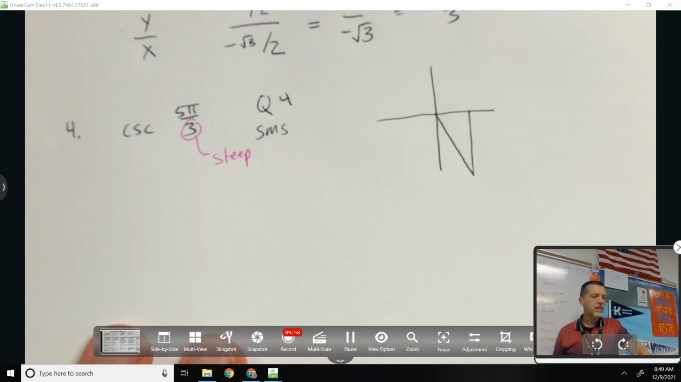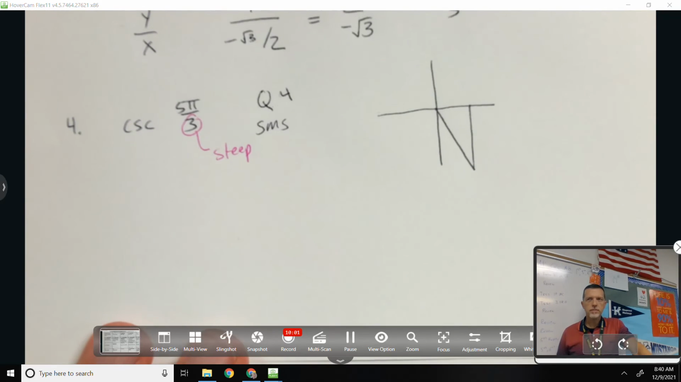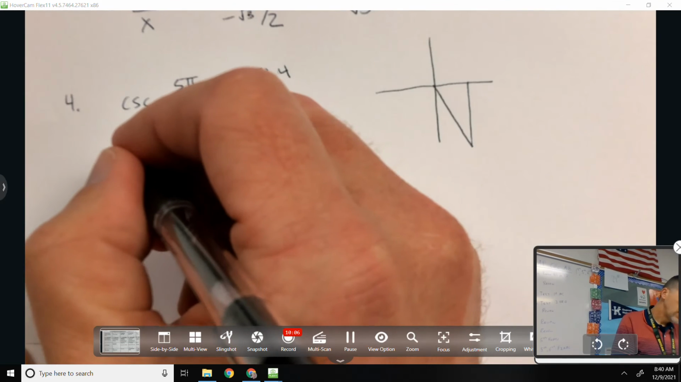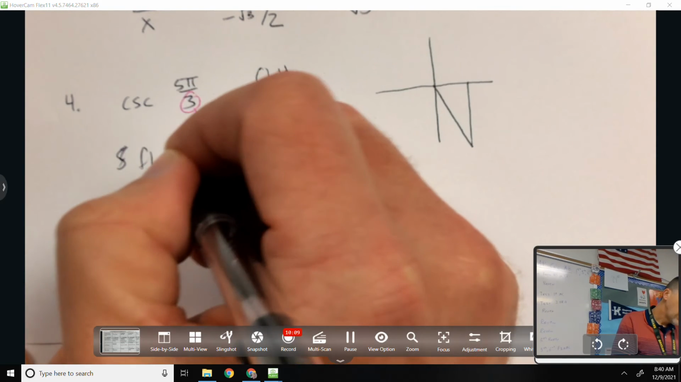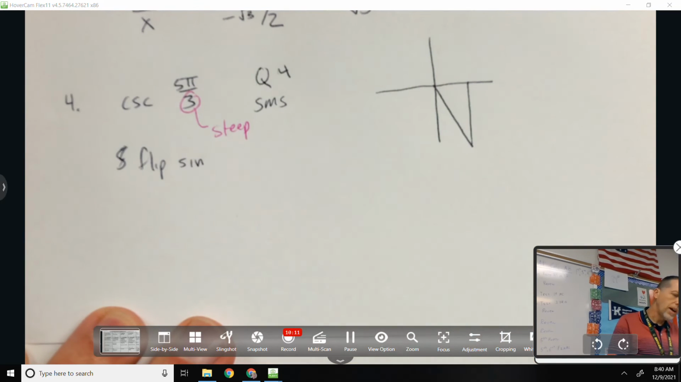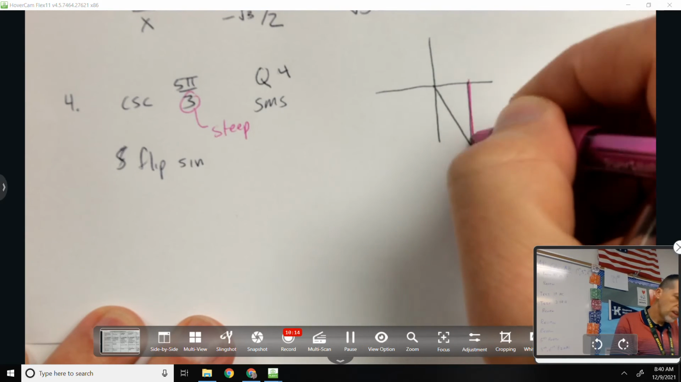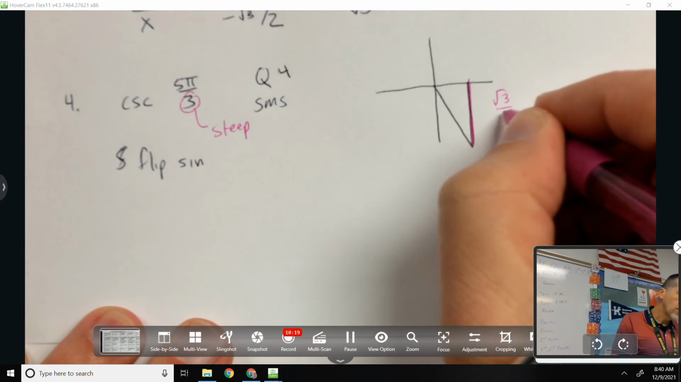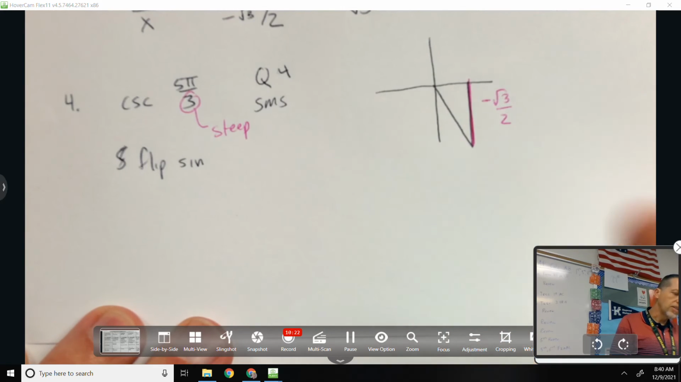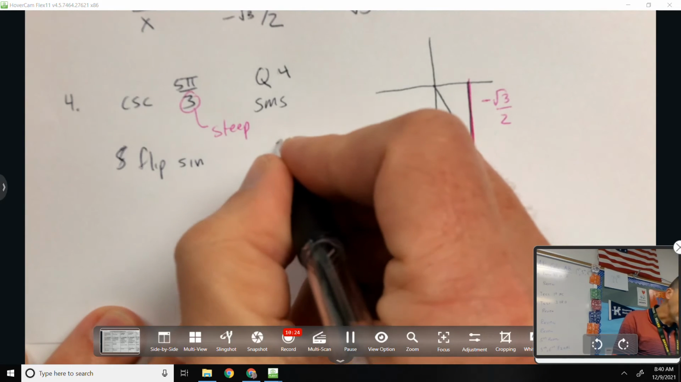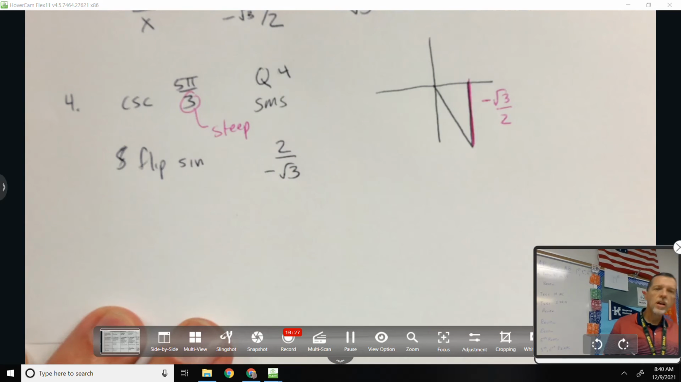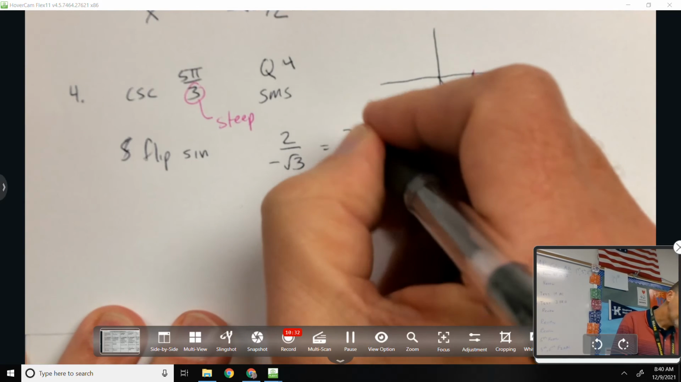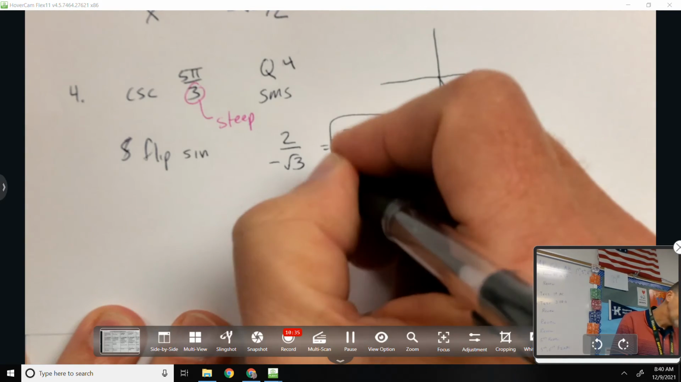And then cosecant. What's cosecant? The flip of sine. So I need the y coordinate. That looks like a long side of a triangle, so that's root 3 over 2. It's also negative because it's going down. If I flip it, 2 over negative root 3, fix it, 2 root 3 over 3.